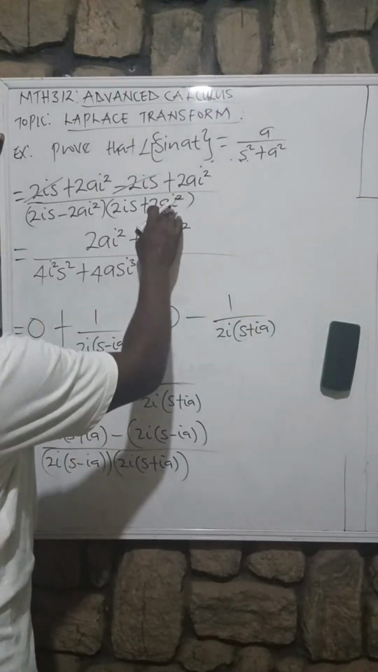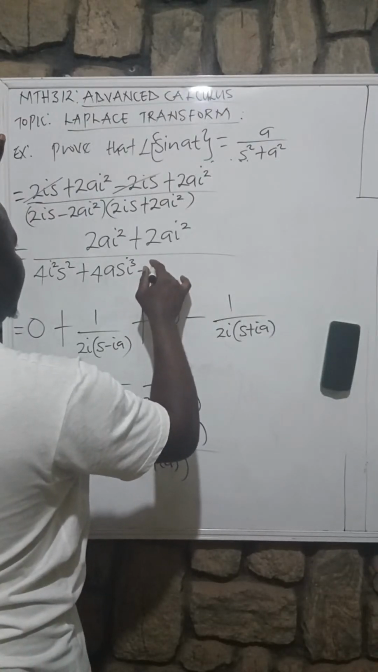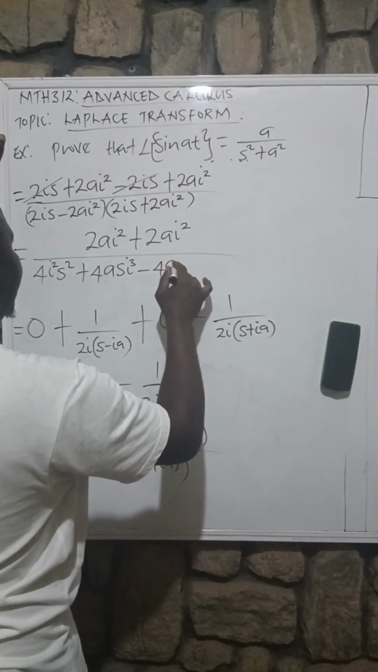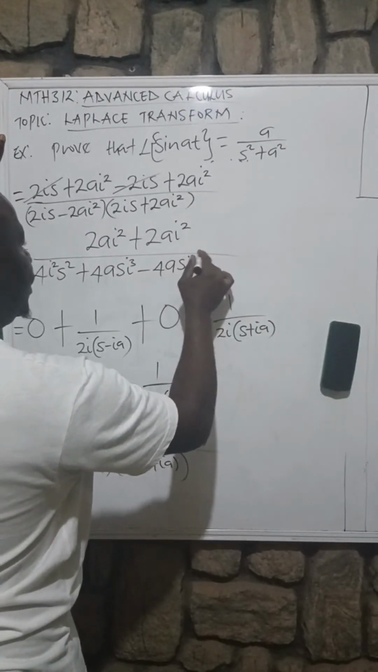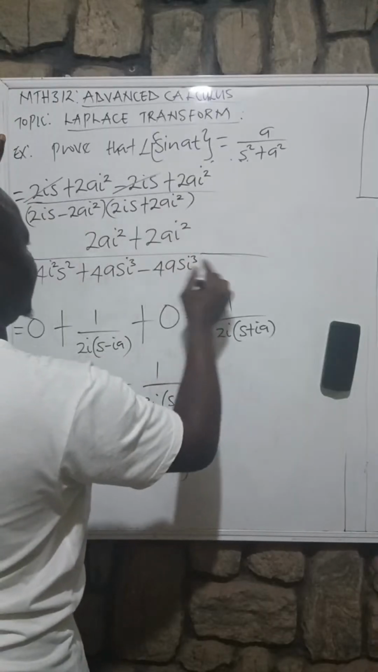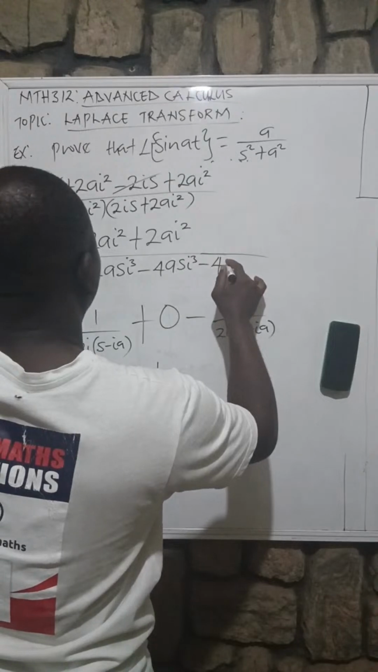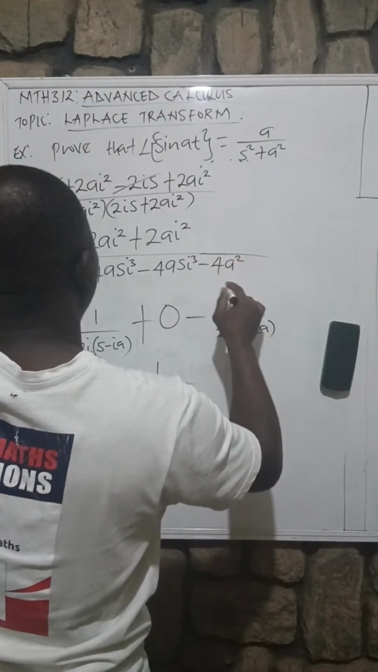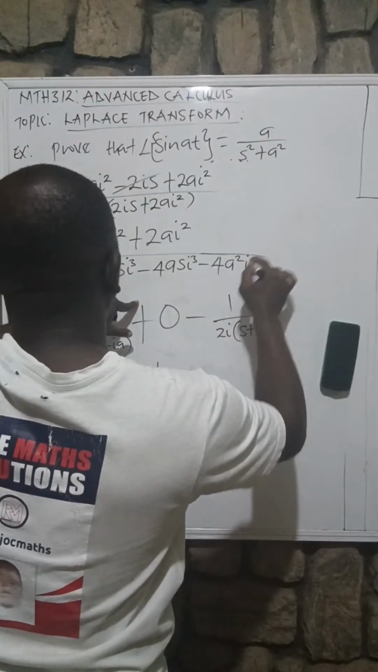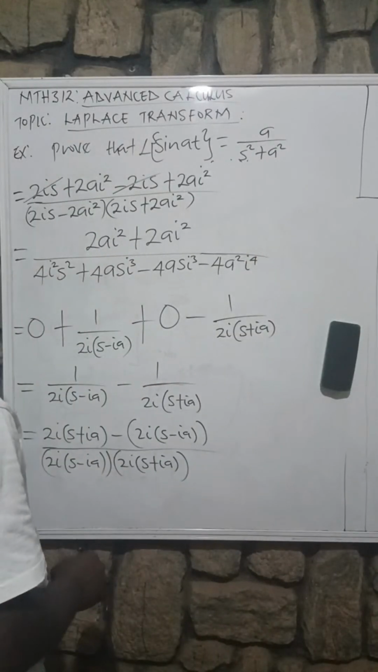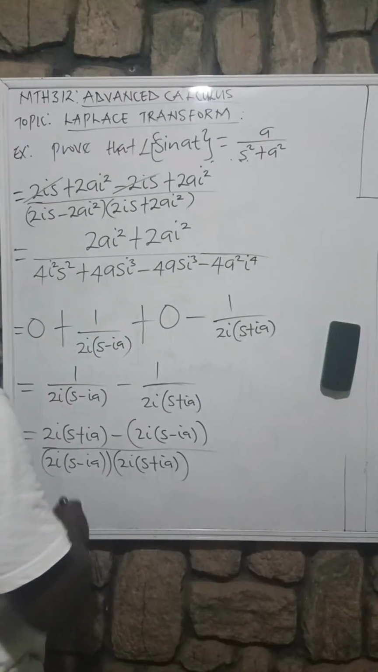When you use this to multiply this, then use this to multiply this, you are going to have minus 4a s i cubed, then use this to multiply this, minus 4a squared i raised to the power of 4. True or false? Am I right?